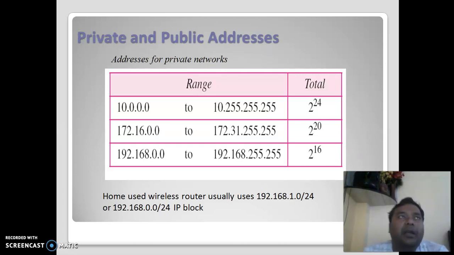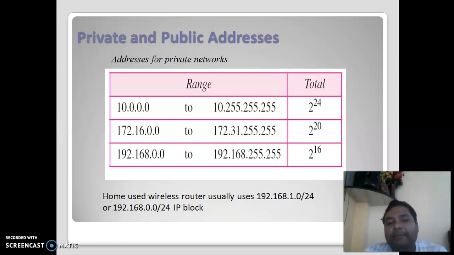Next, some addresses are used as public addresses, and some are used for private networks. For private networks, the series of class A is 10.0.0.0 to 10.255.255.255, meaning 2 to the power of 24 IP addresses are used for class A private addresses. Second, the class B private address series is 172.16.0.0 to 172.31.255.255, meaning it contains 2 to the power of 20 IP addresses.